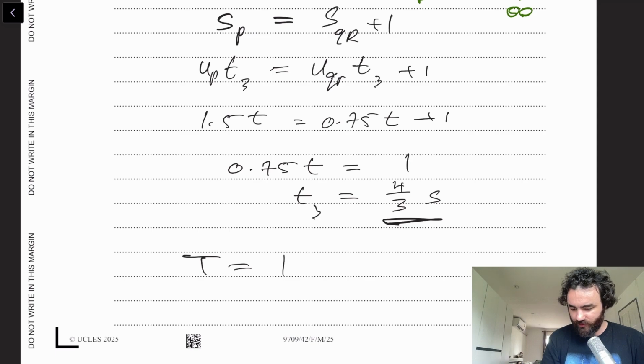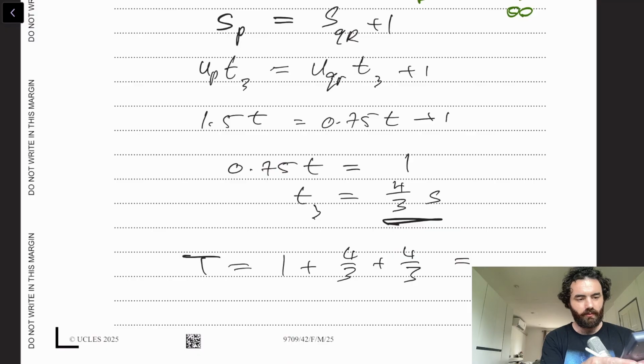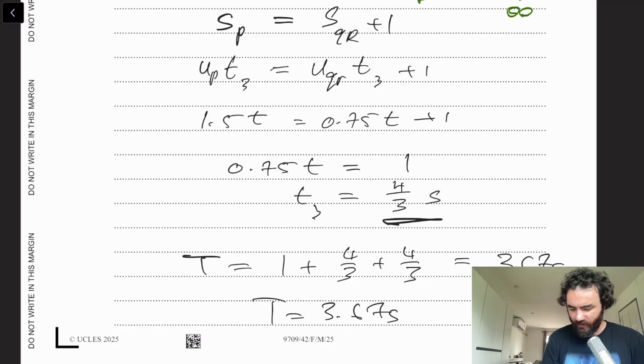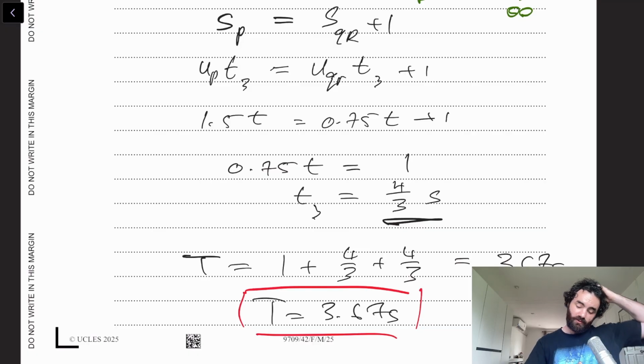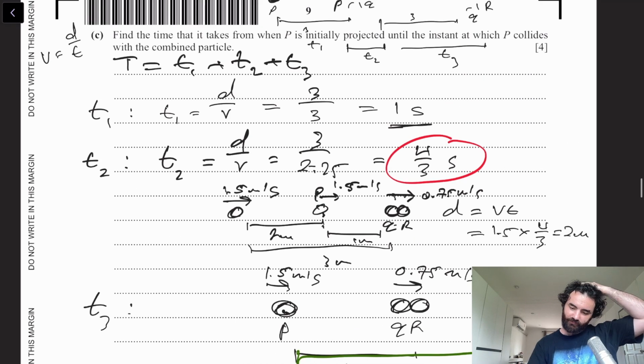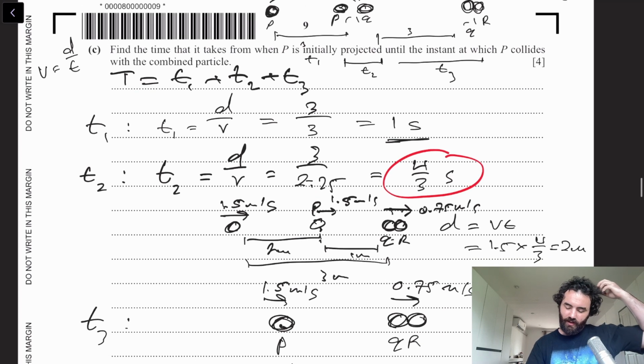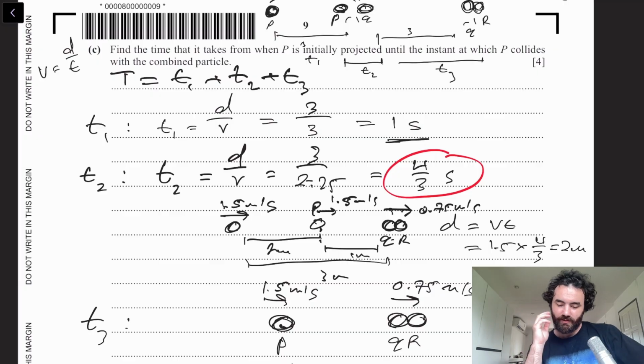That's actually quite a hard question. Plus 4/3 plus 4/3. Should we check if I got it right? 3 times 2 plus 1, so this is 3.67 seconds. So the total time is 3.67 seconds. What's so difficult about that? I mean, I'm doing it for the first time, but it's just a lot going on. You have to visualize it a lot.